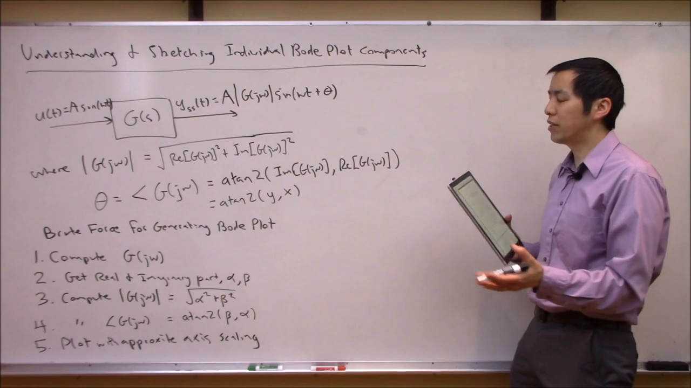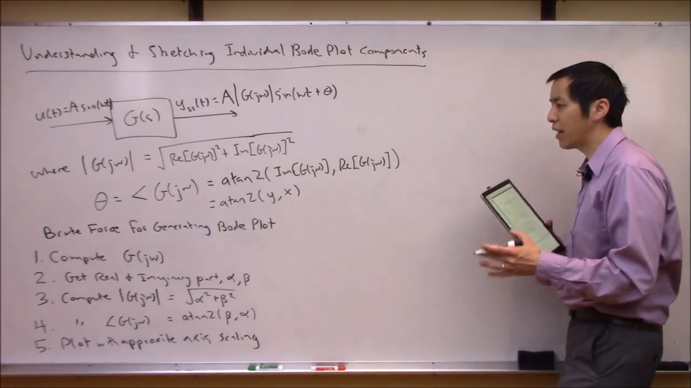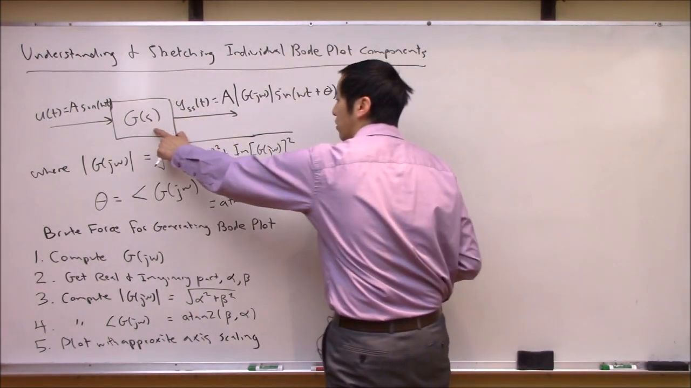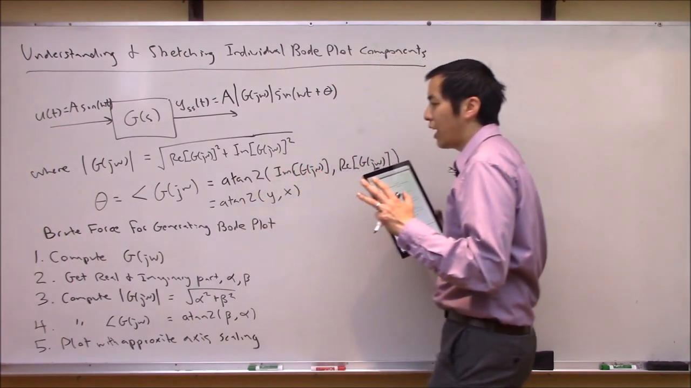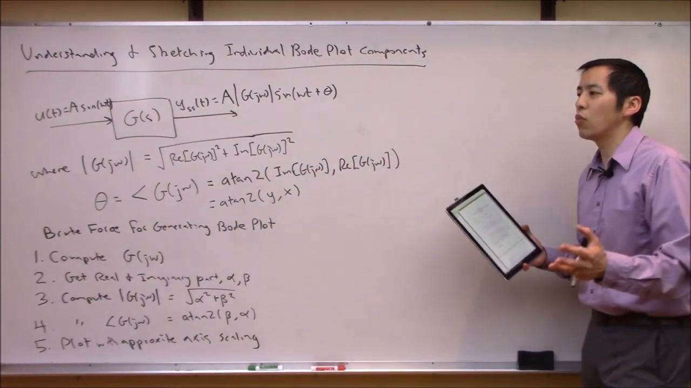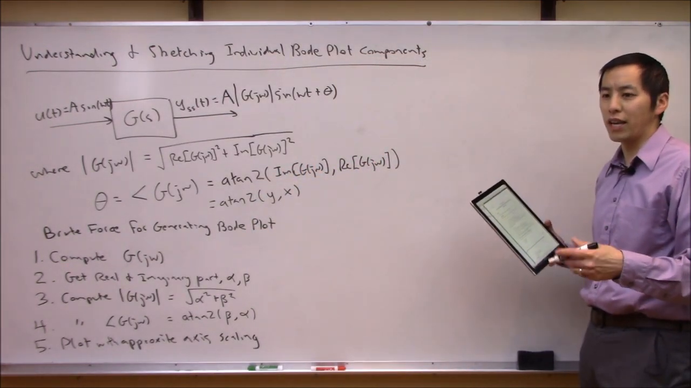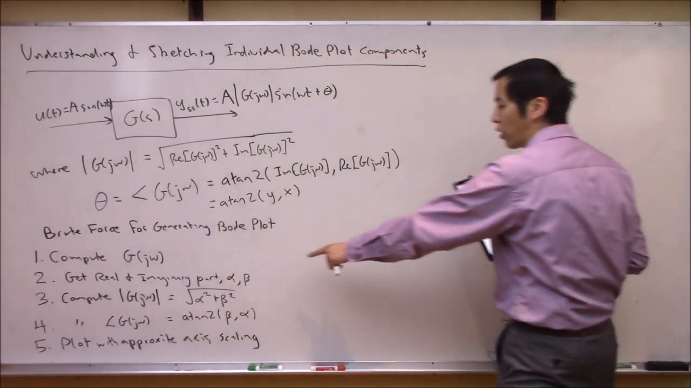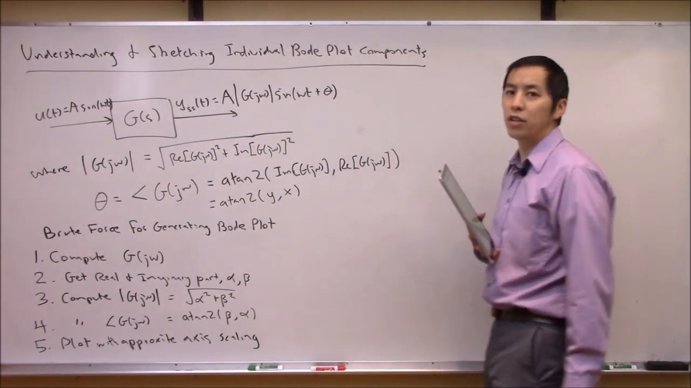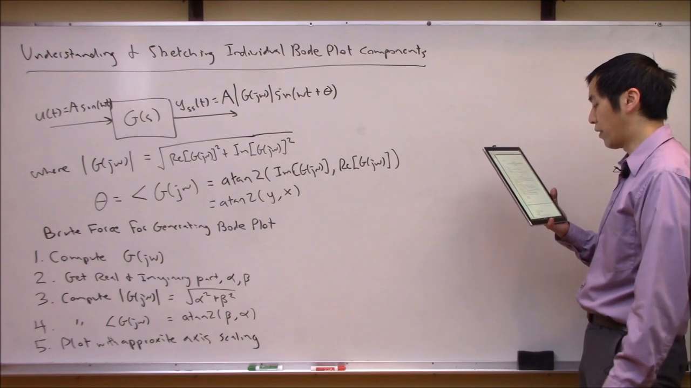So that's what I want to take care of today. I want to gain some insight into what this transfer function looks like. Can I guesstimate or estimate what the Bode plot is going to look like at the end of the day without having to run over to a numerical tool to brute force blast my way through all of these calculations?